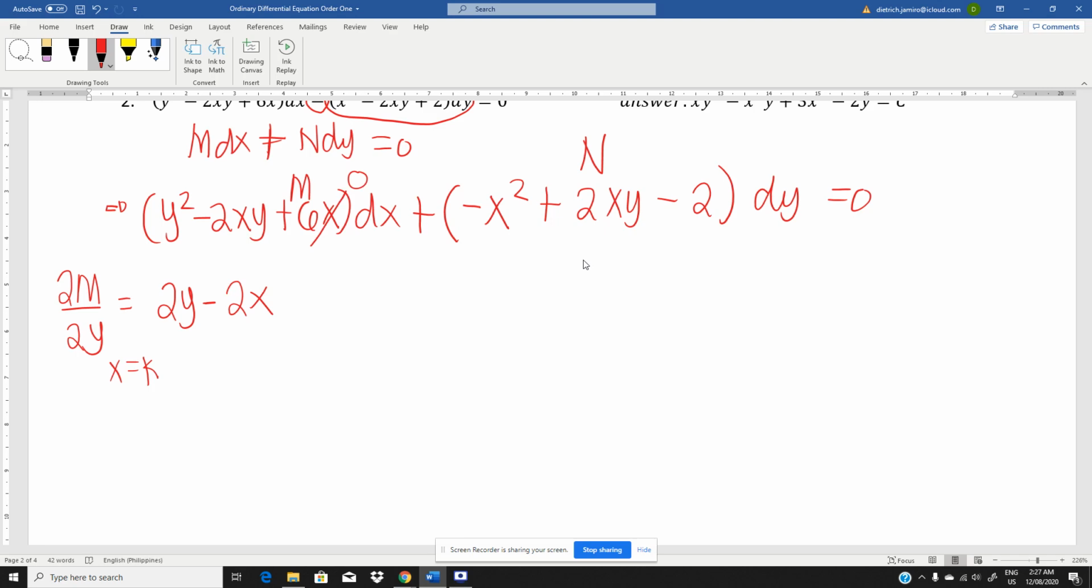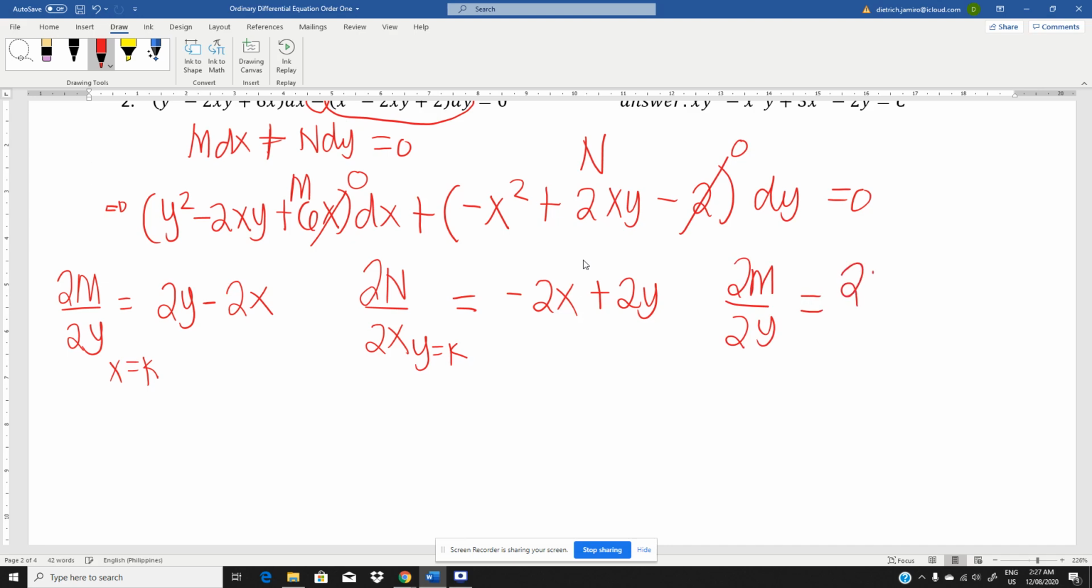On the other side, we will have the partial derivative of N with respect to x, where y is equal to a constant. So we will have negative 2x plus 2y, and this one will become 0 because it's just a constant. As you can see, the partial derivative of M with respect to y is equal to the partial derivative of N with respect to x. Therefore, we conclude that this equation is exact.